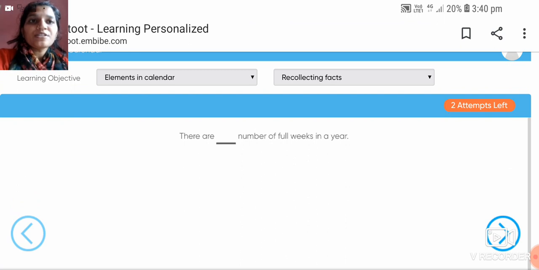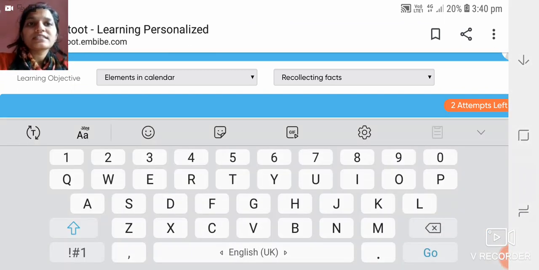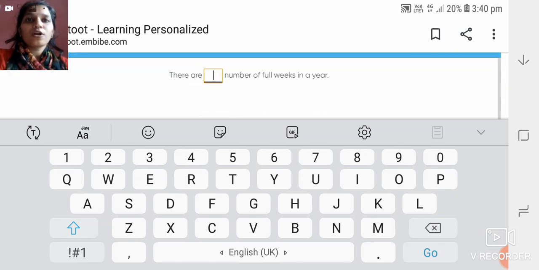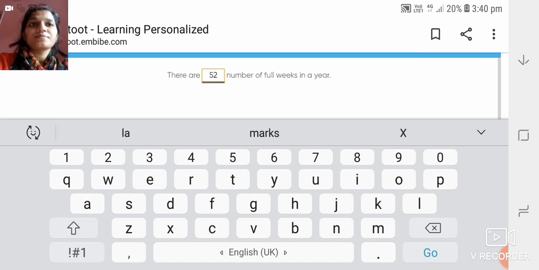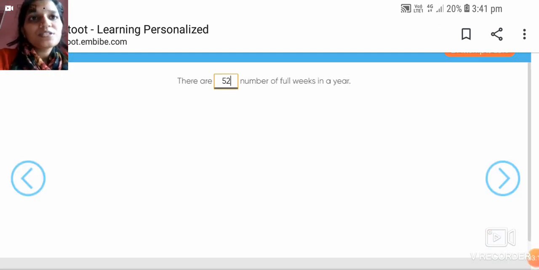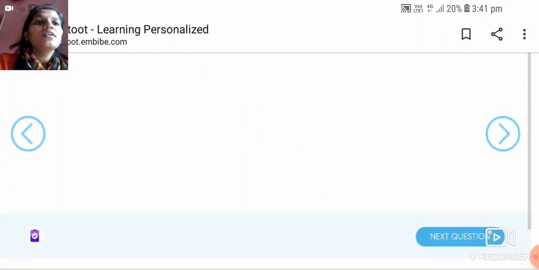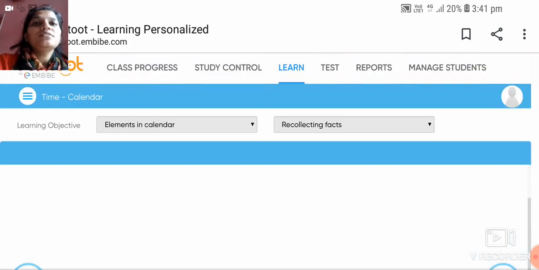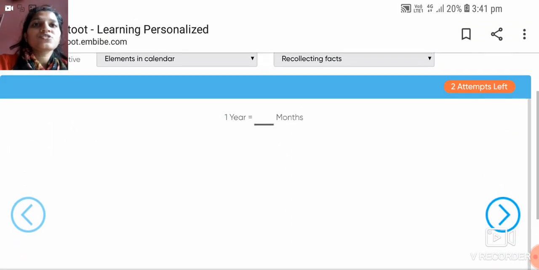There are dash number of full weeks in a year. Now students, how many weeks are there in 1 year? These are the common questions which you all have learned. So there are 52 weeks. Sorry, students, we know that there are 52 weeks in 1 year. So I have entered the answer. Now we are going to check the answer. Yes, the next question appeared, that means the answer is correct. So let's see the last question.